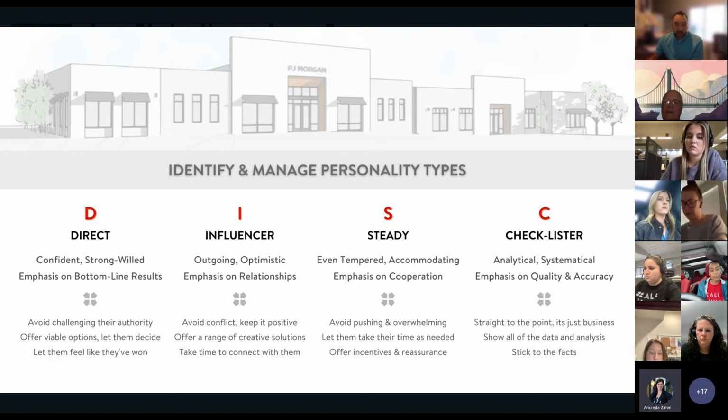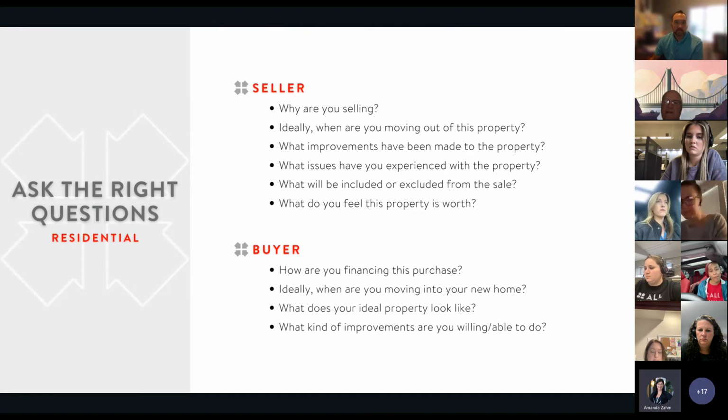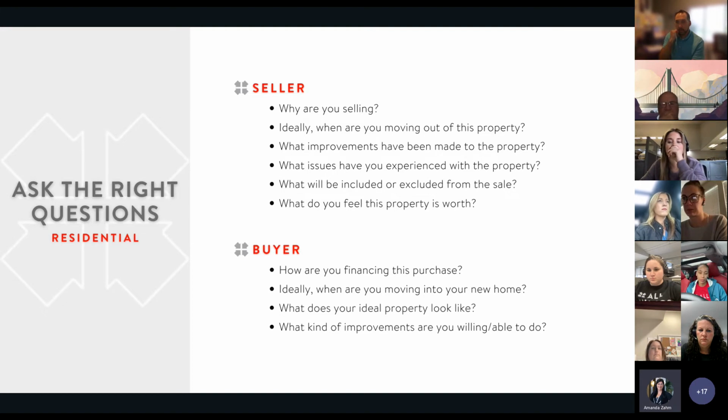All right, well, let's move on. Asking the right questions. These are more focused on the residential side, but kind of similar on the commercial side too. When you're working with a seller, you obviously want to get to know their personality as well, if you don't already. But you want to know their background, their motivation, and their timeline. All of these things can go into your negotiation.